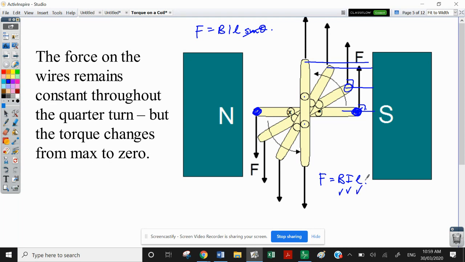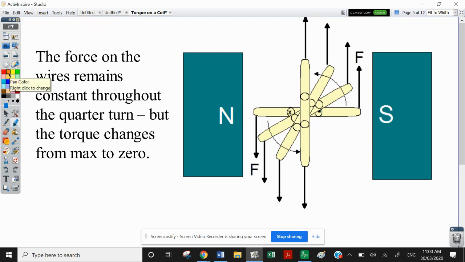So it doesn't matter, as this coil turns in its anti-clockwise motion, this force, the motor effect, is going to actually be the same. What is going to change, however, is the angle that is being made between the coil and the magnetic field. Now we'll just do it with the plane of the coil. The plane of the coil here is the orange one, and for this one here it is the purple. So as it turns, the angle is going to change.